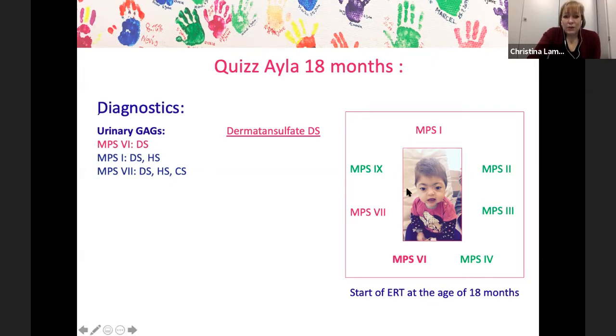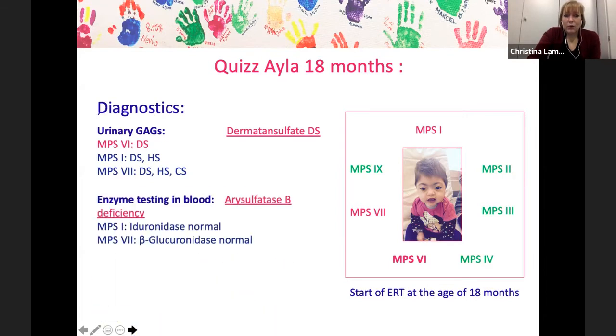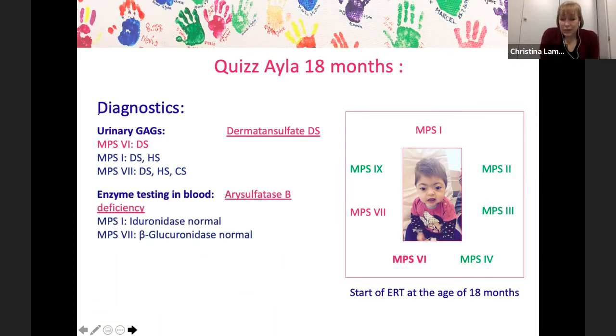So we have to go to the next step, and we have to go for enzyme activity testing in blood here. We did not do the dry blood spot test, but we made the measurement immediately. And what we saw is an arylsulfatase B deficiency, which is the enzyme for MPS 6. The MPS 1 and the MPS 7 enzymes were normal. They were tested as well as controls. And we did the genetics, and we saw a homozygous mutation in the MPS 6 gene.